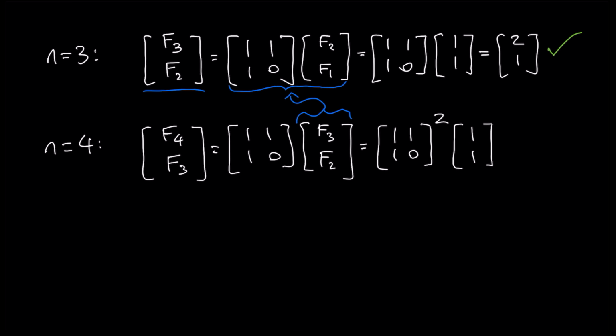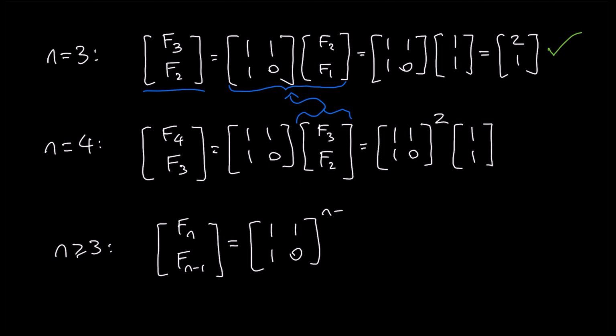And at this point, we actually have a pattern. We can generalize this, that for any n greater than or equal to 3, we have fn, fn minus 1 is equal to this matrix 1, 1, 1, 0 to the power of n minus 2, times 1, 1. So feel free to have a go at the n equals 5 case. You'll see you get a similar thing as we got for n equals 4, except you'll have that matrix cubed. And at that point, we can recognize that there's a bit of a pattern going on.